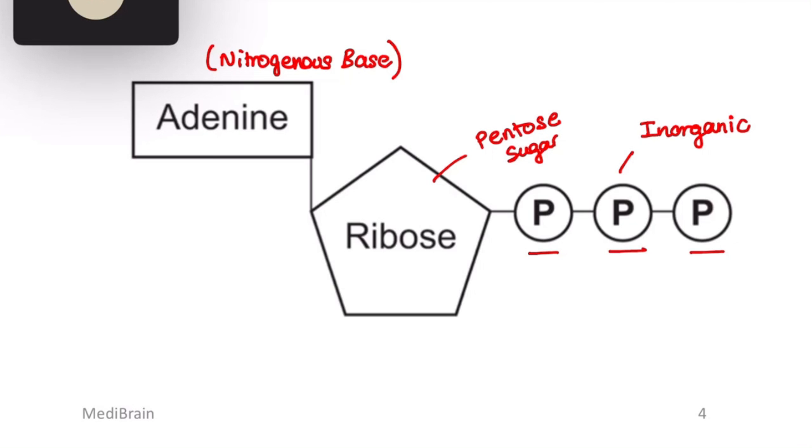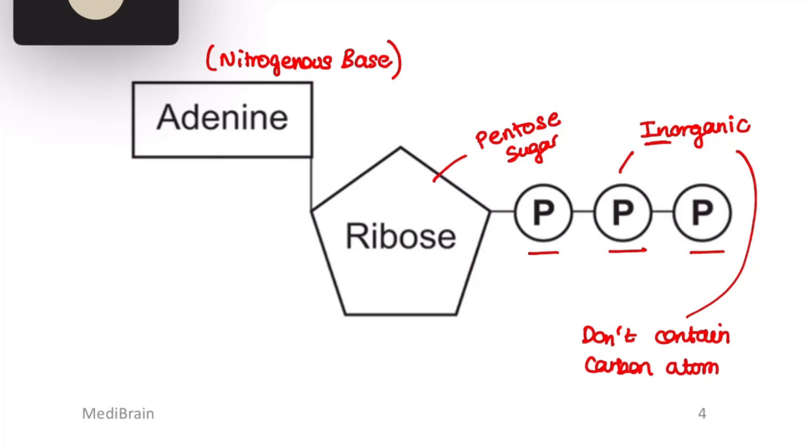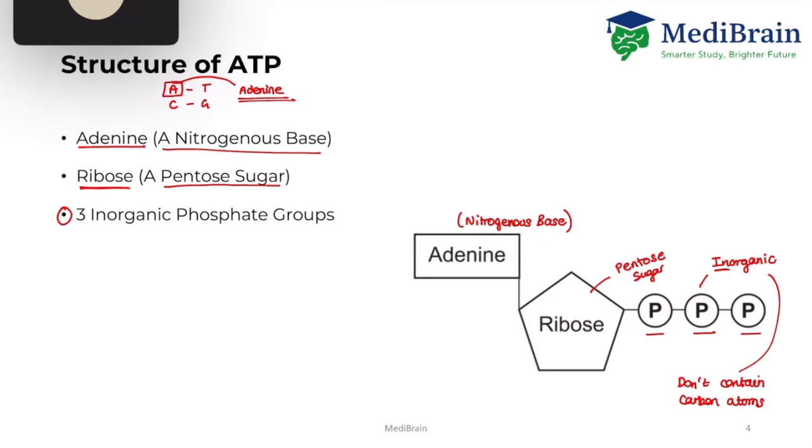The organic part of chemistry is basically where all your alkenes and your reaction mechanisms come in. And these phosphate groups, we have three of them, and they're inorganic, which means that they don't contain carbon atoms. Organic means carbon containing, and in before organic makes it the opposite. It doesn't contain any carbon atoms. And that's basically the structure of ATP.